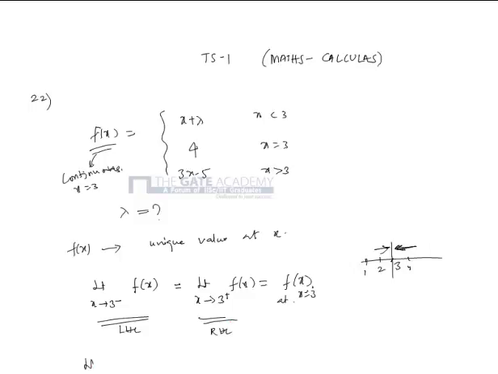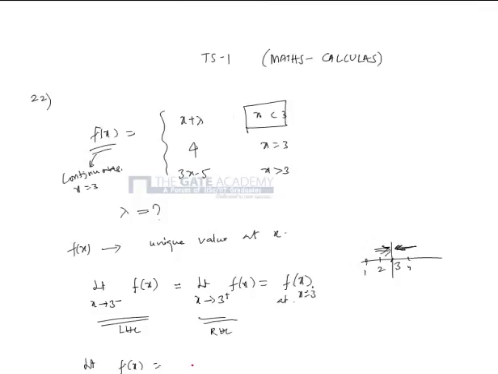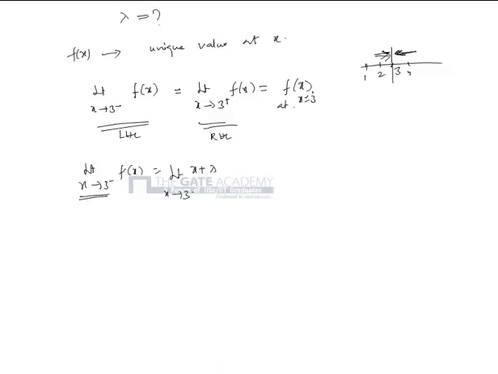Let me evaluate f of x at x is equal to 3. When x is less than 3 and x is approaching 3, I can use the definition x plus lambda, and the limit continues. When you substitute x here, you will get 3 plus lambda. Now I want to find lambda such that all three of these are equal. Let me evaluate f of 3, which is already given as 4.